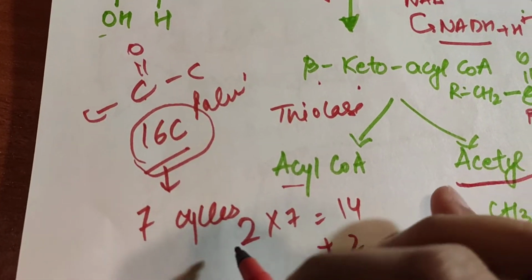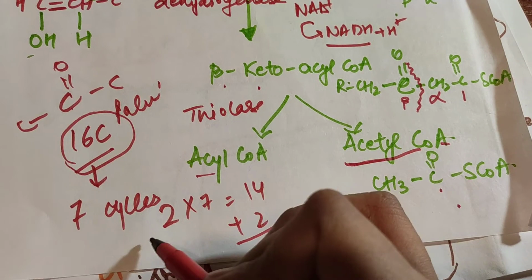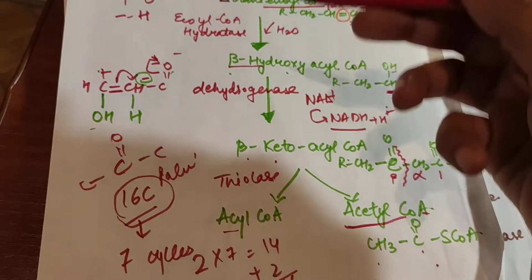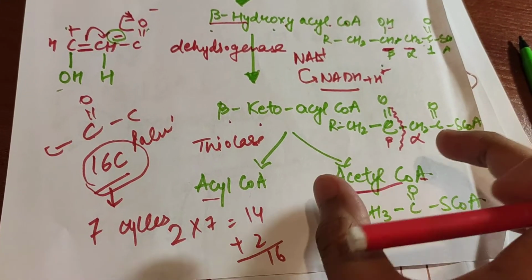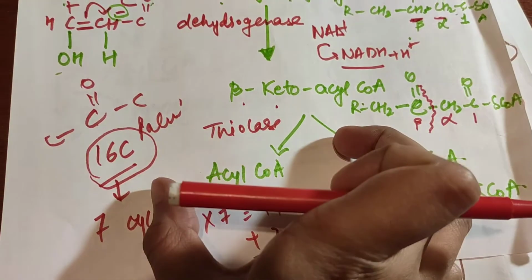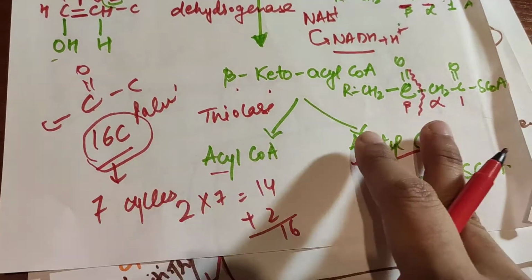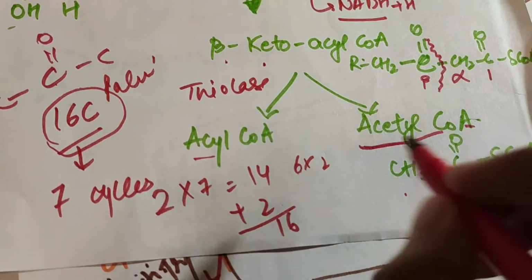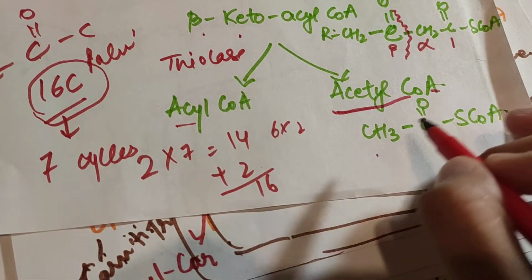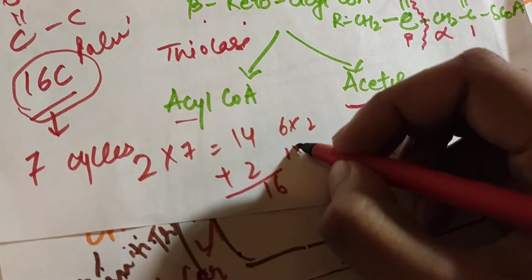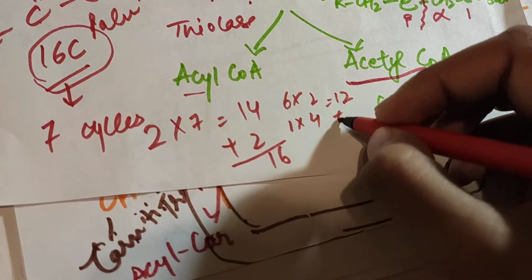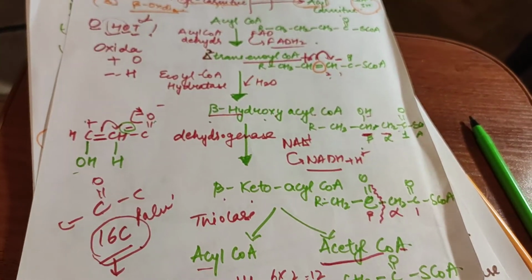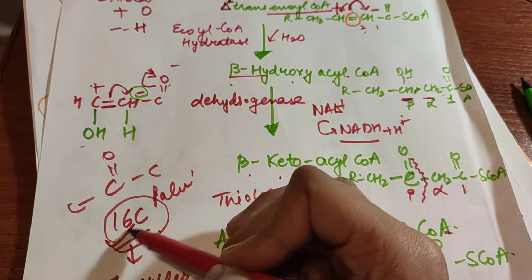This I have done: the acetyl group is 2 carbon, so 2 carbon is forming at the last, and 7 times the cycle is repeating, so 14. But at the end, not only 2, here also acetyl coenzyme A will be formed, so 2 plus 2, 4 at last. So in 6 cycles 2 carbons are lost in the form of acetyl coenzyme A, but in the last cycle 4 are lost. So you can say 12 plus 4, 16. Okay, like this the whole 16 carbon is lost. You can check another carbon chain also like this.